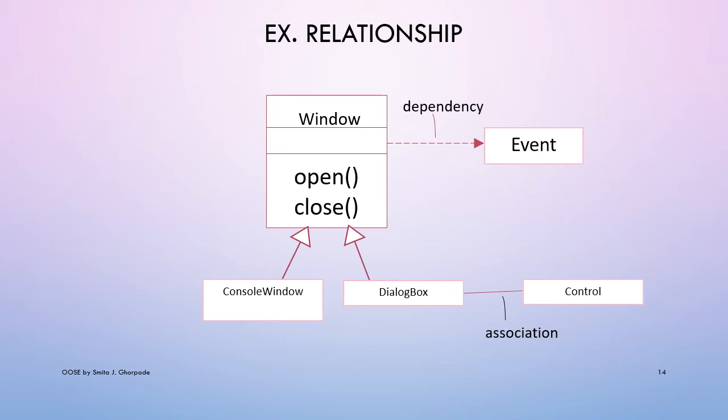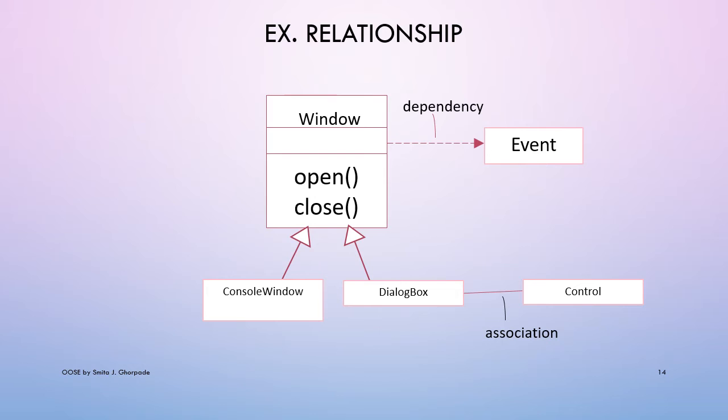Then the second relationship shown here is generalization, with this triangular symbol. In general, the topmost class is a general class, that is the window class, and it is divided into two classes: console window and dialog box, each a type of window. So these are the child classes of the window class. So the main class and its subclasses, this type of relationship is shown by generalization.